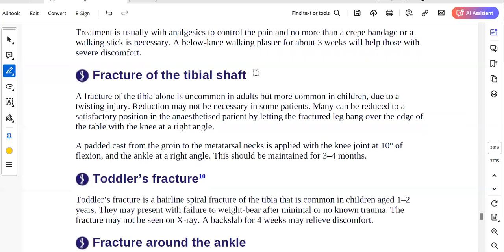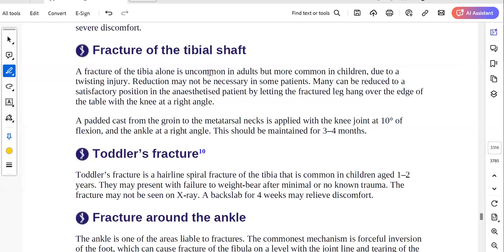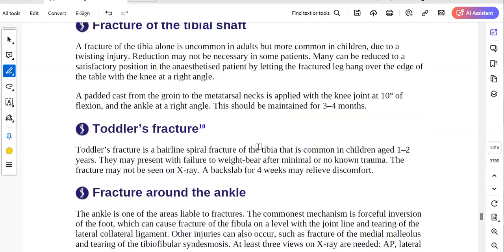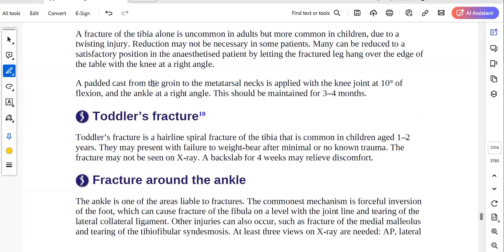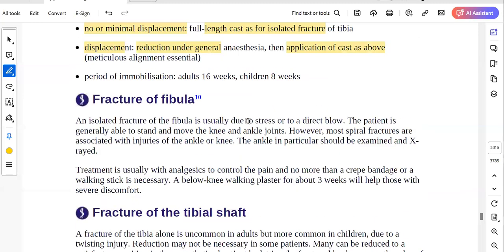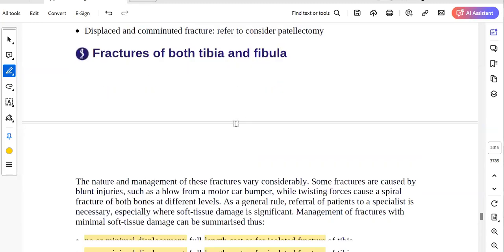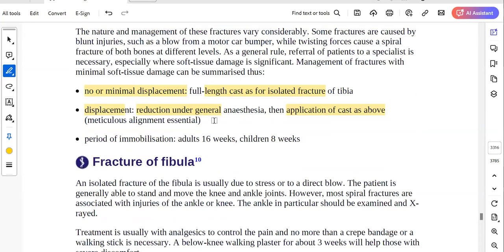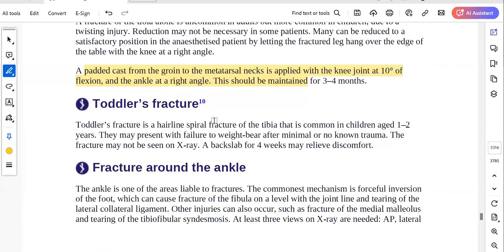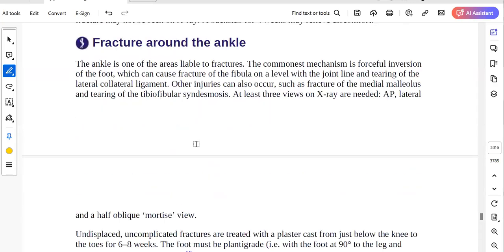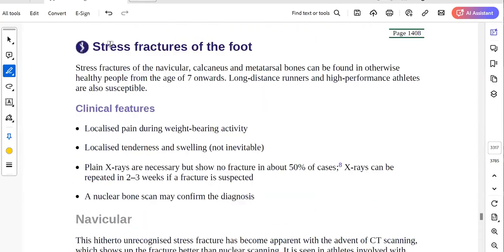Tibial shaft fracture. Tibial shaft fracture is uncommon in adults but more common in children. A padded cast from the groin to the metatarsal neck is applied. So mainly the whole leg will be in a cast. So with tibial shaft fracture and especially any kind of fractured tibia, most of those patients will go for a full length leg casting. It doesn't come in the exam, so don't worry.